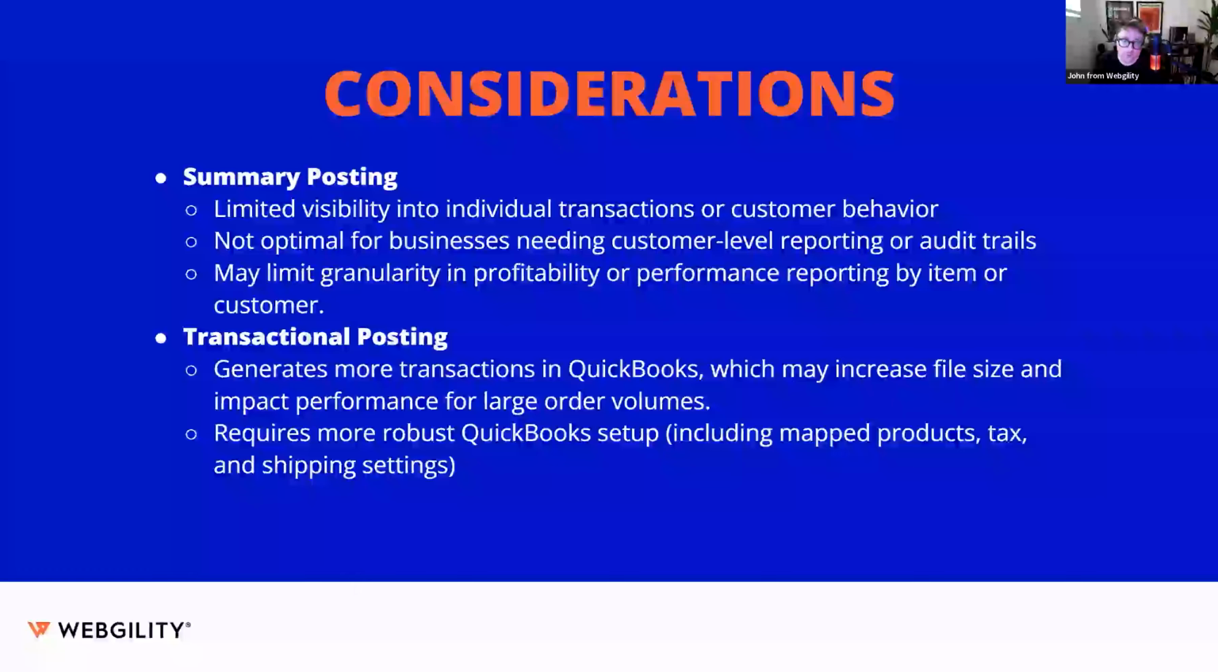It does though require a more robust QuickBooks setup. So rather than with summary posting, you're just saying, "Hey, I want everything to go into this account," right? You're sort of setting up your chart of accounts to map things correctly. With transactional posting, you have a lot more to worry about when it comes to making sure that your inventory is tracked. So you have to map products, which basically means Webgility has to know which products exist on each side so that we can tell that they're the same product. So when an item comes through on an order, we can say, hey, reduce that inventory from the item in QuickBooks and vice versa, right? Same thing with tax and shipping settings. Because you're tracking all those things, you have to make sure that they're set up correctly. Anything you want to add there, Faizan?